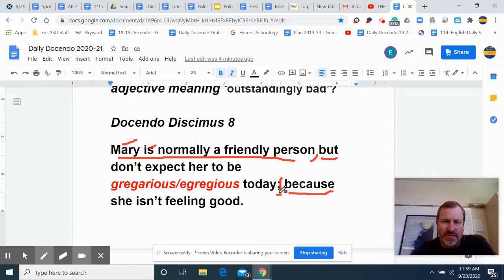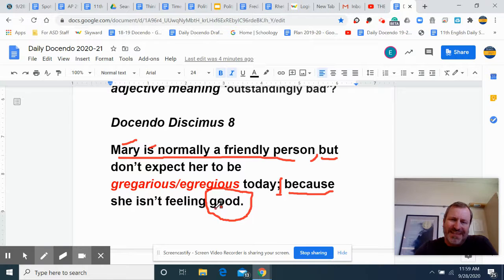We don't need a comma because when you end a sentence with a dependent clause, it's not necessary to have a comma. So look at our sentence now. Mary is normally a friendly person, but don't expect her to be gregarious today because she isn't feeling good. One more little problem. This would be called a word choice problem. And this comes under the category of usage. This is the kind of thing you might see on the SAT.